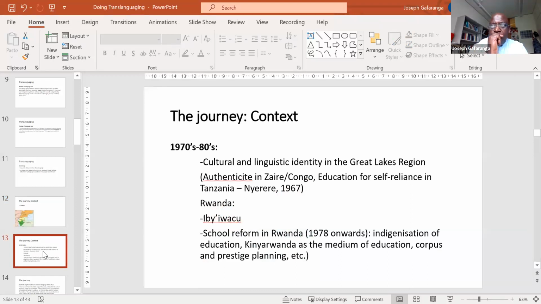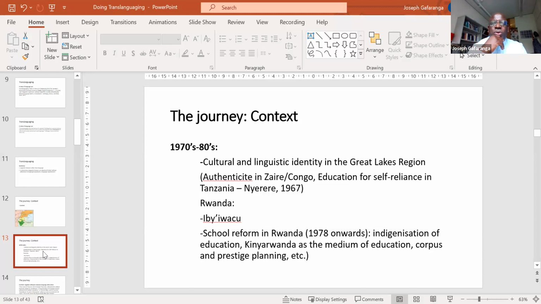That said, we can move on to the journey itself. If we look back into history, the 60s in Africa were the period of independence. People were shaking off the shackles of colonization, to use the big word, and obtaining political independence. Rwanda and Burundi and Congo and Tanzania and the rest got independent in that period. The 70s and 80s can be characterized as a period of cultural and linguistic awareness. People becoming aware of the originality of their identities as different from the colonizers.